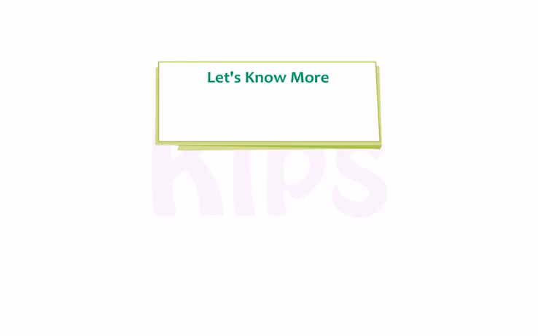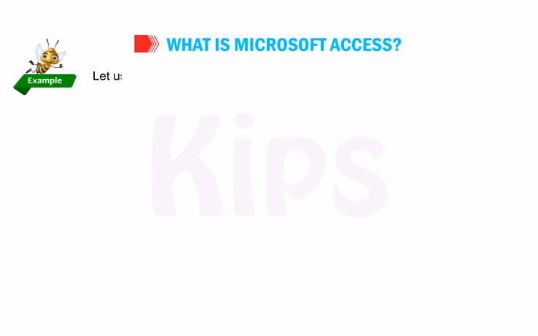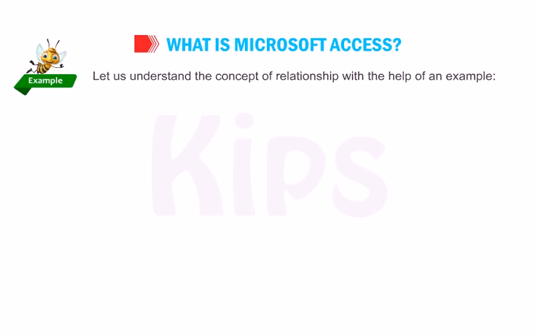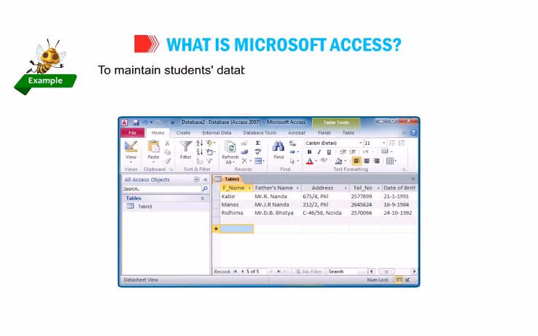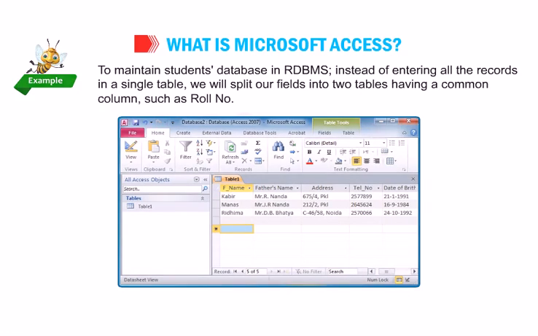Alright students, let us know more. The standard file name extension for database in Microsoft Office Access 2010 is .accdb. Let us understand the concept of relationship with the help of an example. To maintain students' database in RDBMS, instead of entering all the records in a single table, we will split our fields into two tables having a common column such as roll number.